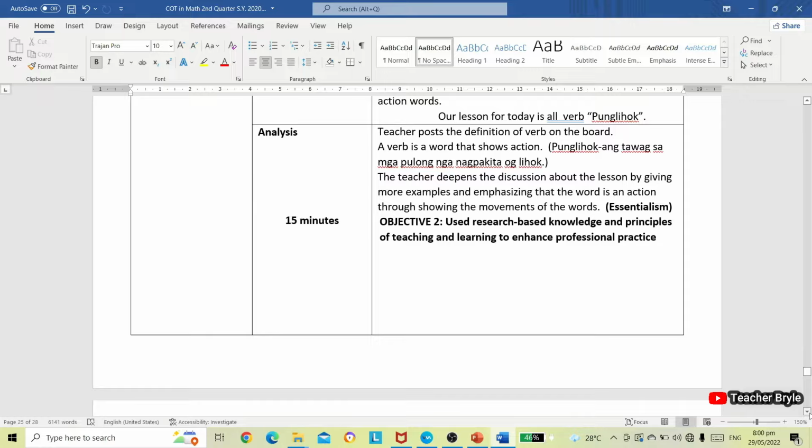The teacher deepens the discussion about the lesson by giving more examples and emphasizing that the word is in action through showing the movements of the words. Essentialism, and that is we targeted Objective 2. Used research-based knowledge and principles of teaching and learning to enhance professional practice.